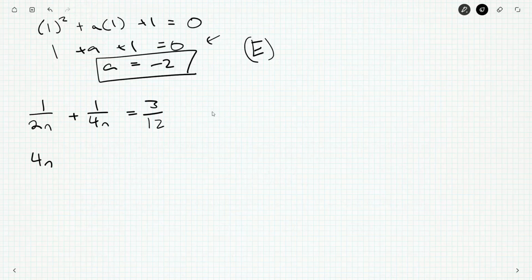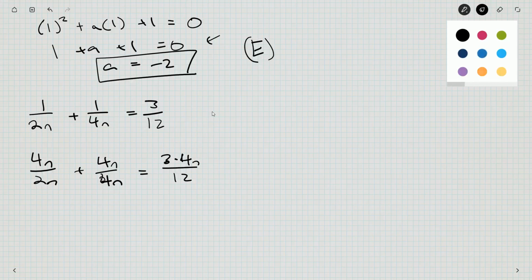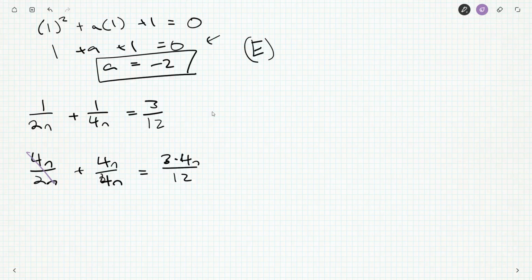So what do we have? Well, we'll have 4n over 2n plus 4n over 4n equals 3 times 4n over 12. But this becomes 2, unless n is 0, but n can't be 0, otherwise we'd have 1 over 0 up here. 4n over 4n, well, that's just 1.